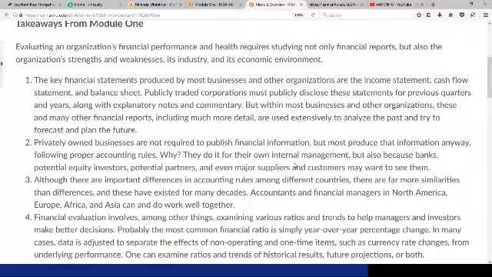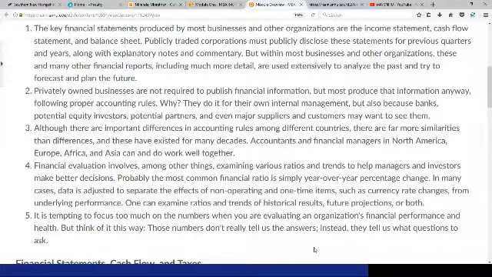Now, within most businesses and other organizations, these and many other financial reports, including much more detail, are used extensively to analyze the past and try to forecast and plan the future. Later, we're going to look into how to project future earnings. There's going to be a financial modeling spreadsheet assignment where you learn how to make projections for your company. So again, you're going to use the data that you mined from the company, using past performance to try to see how performance will be in the future.